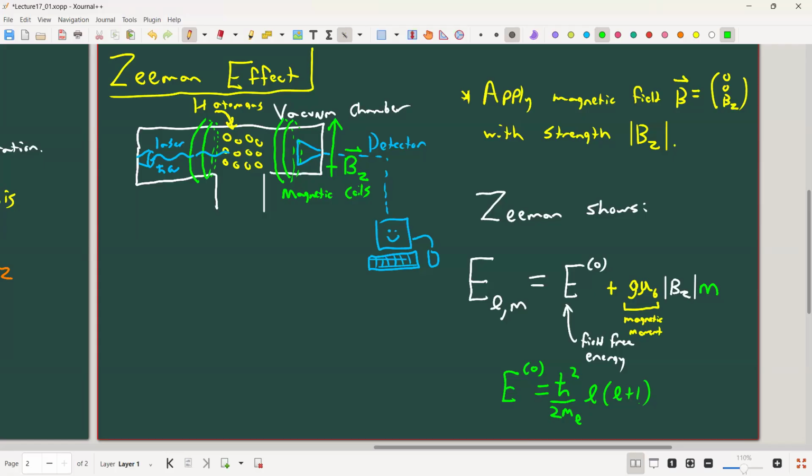But what happens is that when we apply a field along the z-axis, the electron will prefer to oscillate with its angular momentum pointing with the magnetic field, and it will not want to oscillate pointing away from the magnet. Just like our z deflection, right?